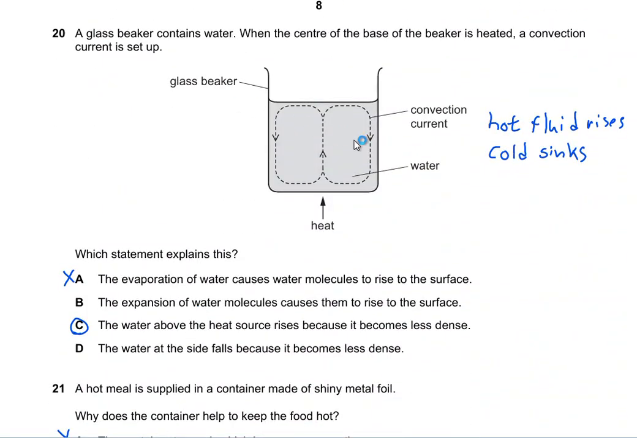Okay, so a glass beaker, this is a convection current. So what happens in a convection current? Hot air rises, cold air sinks, or hot water rises, cold water sinks. So basically it's fluid. Water and gases are known as fluids. So hot fluid rises, cold fluid sinks. So the water above rises, becomes less dense, and the cold water sinks to the bottom. So the answer is C, just as the definition.